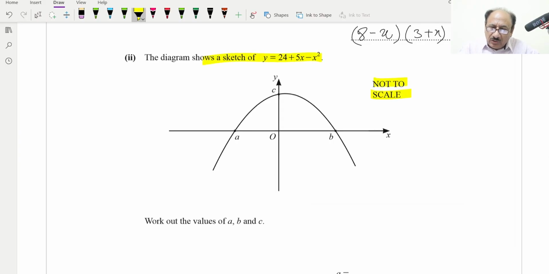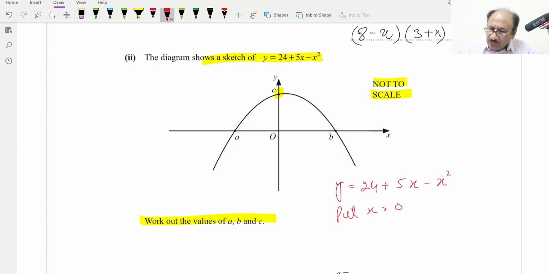Now the second part of b: the diagram shows a sketch of y equal to this, which is not to scale, and our task is to work out the values of A, P and C. First of all I'll go for C, and you know on the y-axis x value is 0, so in this equation y is equal to 24 plus 5x minus x squared, I will put x equal to 0. So this implies y will be equal to 24, because this will be 0, this will be 0.